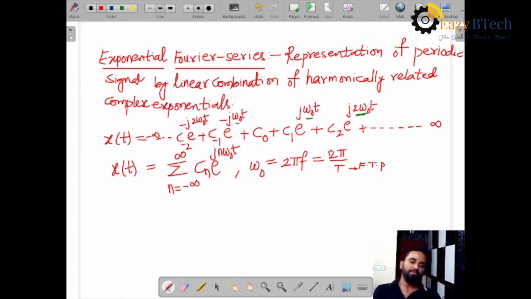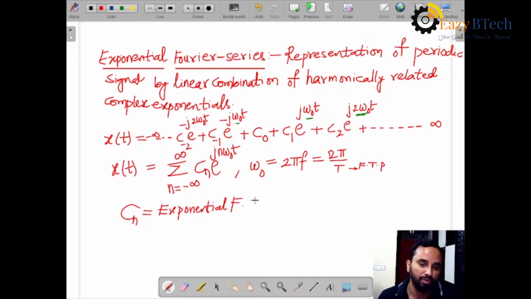And what is Cn here? Cn means C naught, C1, C2, C minus 1, C minus 2. They are called coefficients of the exponential Fourier series. So Cn are the exponential Fourier series coefficients. These coefficients we have to find, we have to determine. That is the meaning of exponential Fourier series.